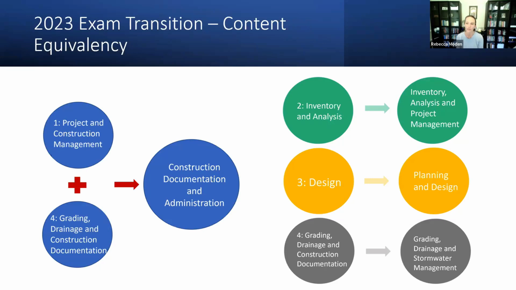For the green section, if you've passed section 2 of the current blueprint, you will get credit for the new inventory analysis and project management section. For the yellow section, if you've passed section 3 design, you'll get credit for the new planning and design section. And for the gray down at the bottom, if you've passed section 4, grading, drainage, and construction documentation of the current blueprint, you will get credit for the new grading, drainage, and stormwater management.